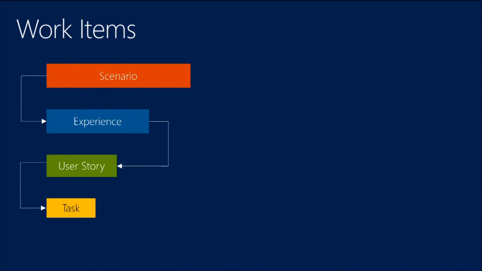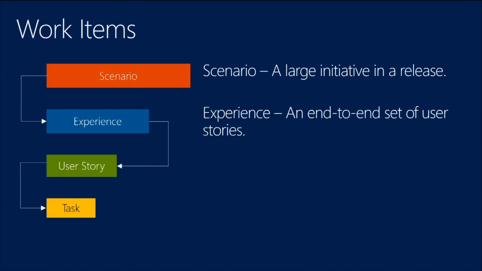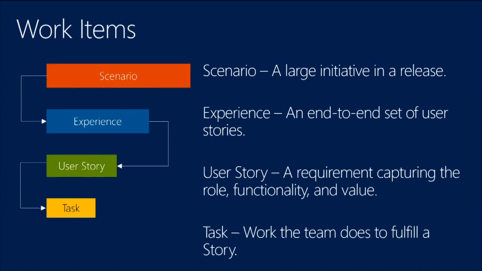With the work items, we have 2 levels above our requirements backlog. We have scenarios, which are these large initiatives. They are scoped to a release. So we say we want to implement this scenario in this release. One of the scenarios for the 2013 release is what we call Enterprise Agile, which are features to help scale. It's the features that I showed you today, help scaling Agile up to the enterprise. An experience is an end-to-end set of stories. And then, of course, stories and tasks, you know what they are.